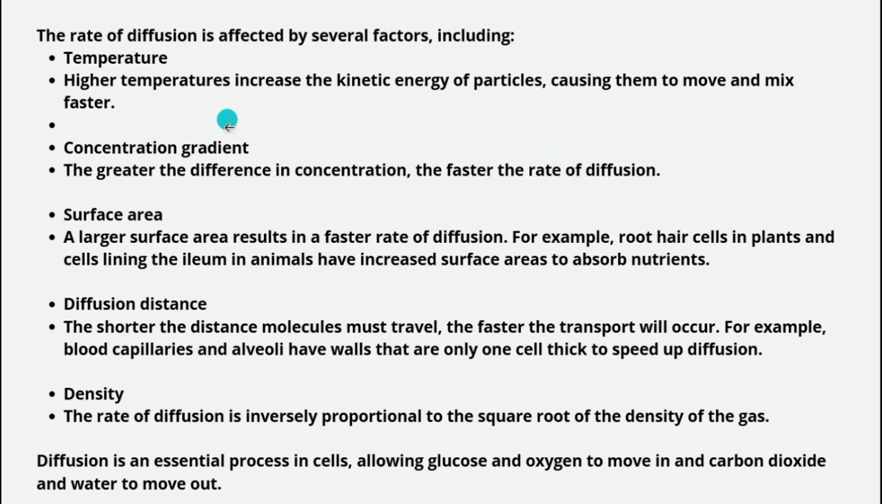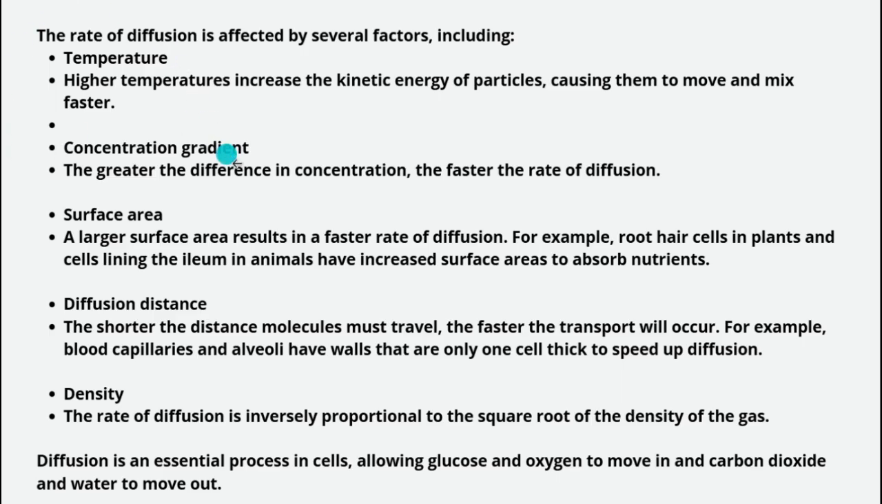So the higher the temperature, higher temperatures increase the kinetic energy of particles, causing them to move and mix faster. That means that the higher the temperature, the faster the particles are going to move across the membrane. The faster it's going to happen.